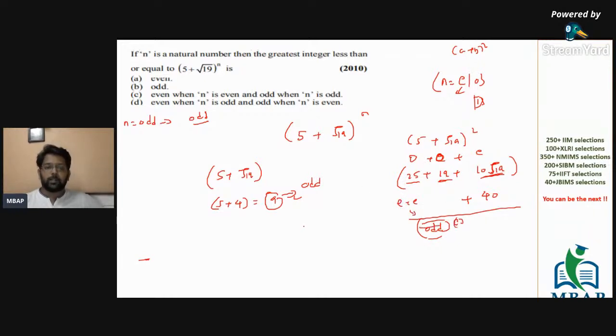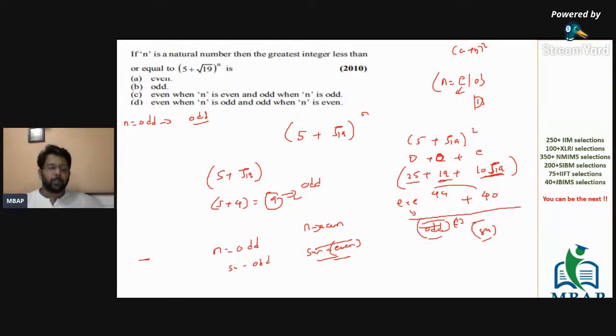So we got to see that if you put n to be even, which is 2, you got the whole sum to be even. My bad, Niharika. Yes, this is odd plus even. So the value will be 44 plus 40, which is 84 only. So when you put n to be even, you got the sum to be even. When you put n to be odd, you got the sum to be odd.